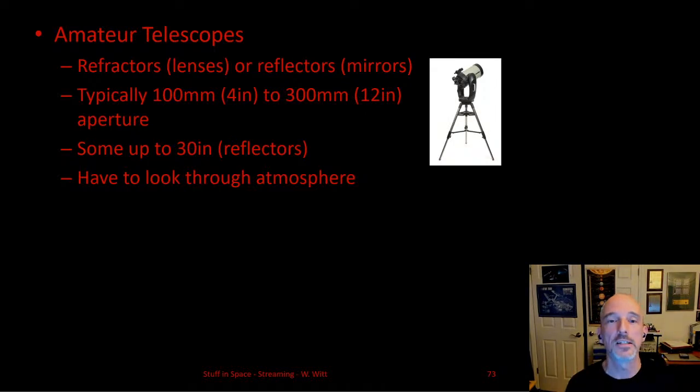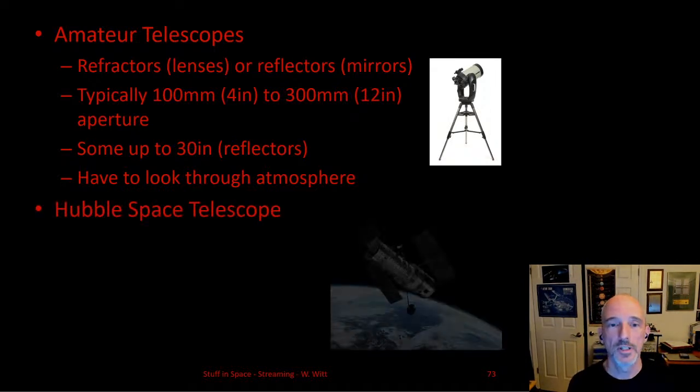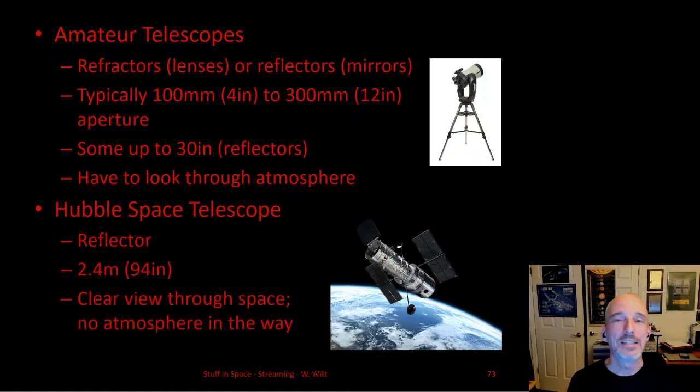This is just to give you an idea, right? There are some reflectors in the amateur astronomy world that are, let's say, up to 30 inches of aperture, but those are pretty big, typically stationary scopes. But all of these telescopes, regardless of how large the aperture is, have one common problem, which is that they need to look through the atmosphere, right? Now, the Hubble Space Telescope does not have this problem. It can look right out into space. It does not have to look through the air.